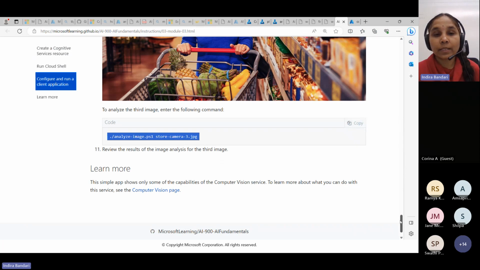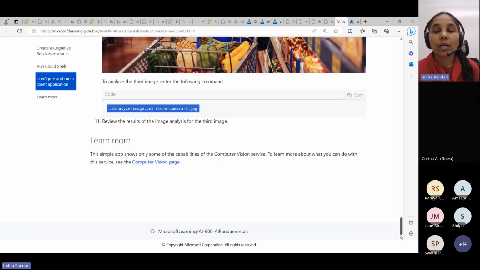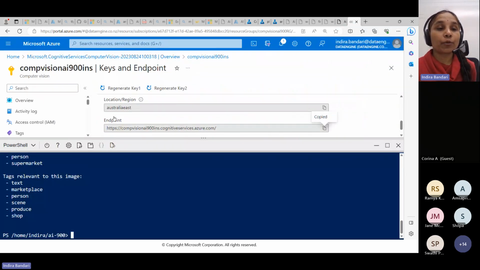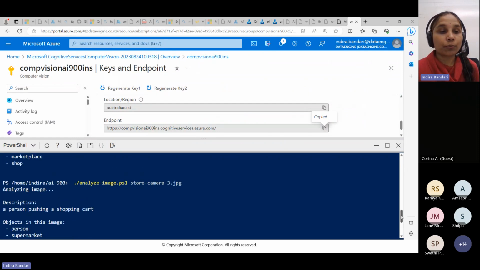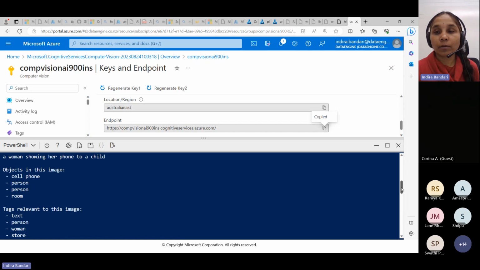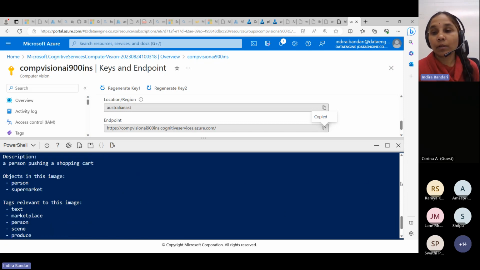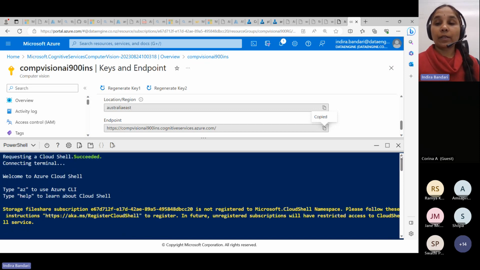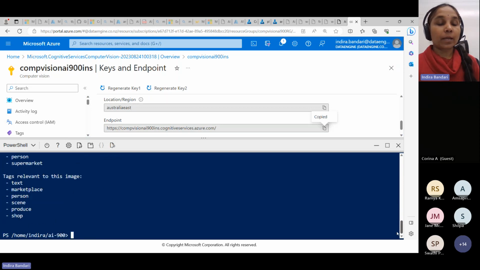So now let's review the results. If you want, you can keep it because it's free tier. And what you can do is upload your own images into the storage, and then run the same command using analyze-image.ps1 and give your image name, and I think it should work, and it can give you the analysis of your image. If you want, you can do that.